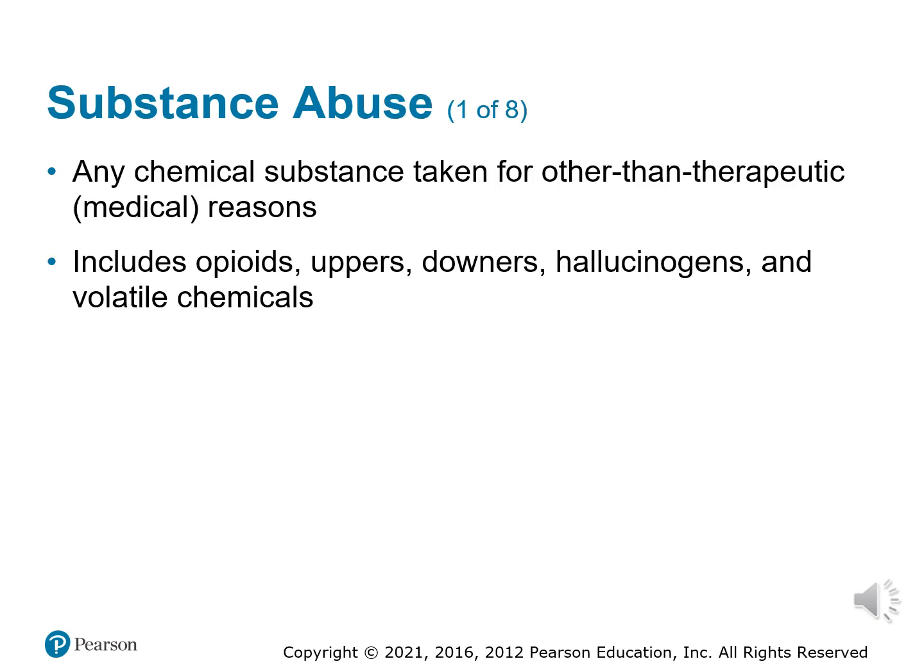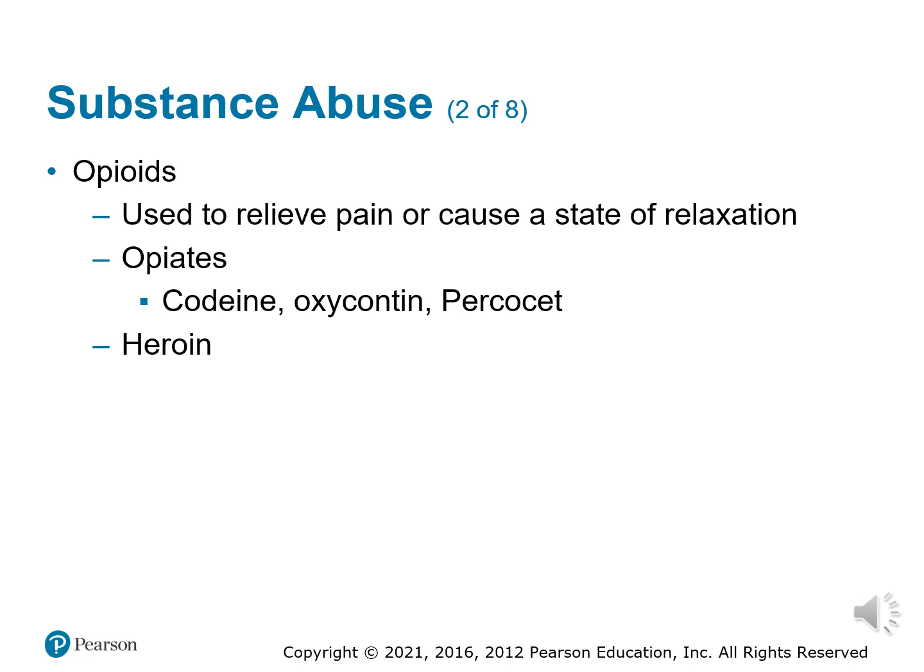Next, we're going to talk about substance abuse. That is any chemical substance taken for other than therapeutic or medical reasons, including opioids, uppers, downers, hallucinogens, and volatile chemicals. So we'll start out with opioids.